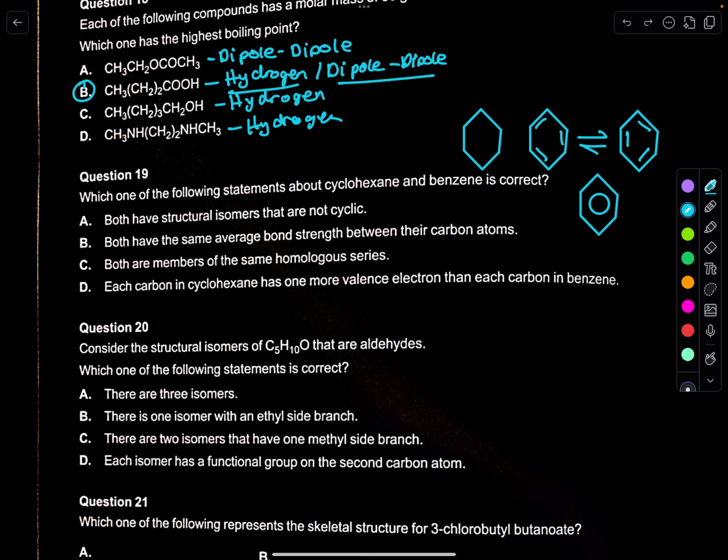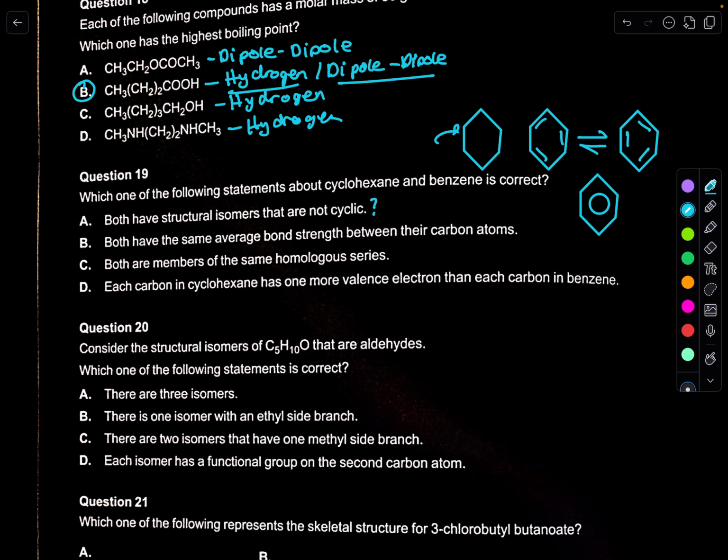Both have structural isomers that are non-cyclic. I can understand that hexane can have some. I do think you could form non-cyclic ones. But I've never seen benzene, especially this molecule, having isomers. I don't know. We've never gone through this in the textbooks, never drawn isomers of these, so I'm not too sure. I'm going to put a question mark on that one.